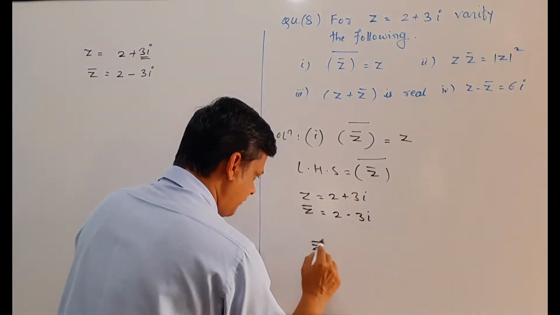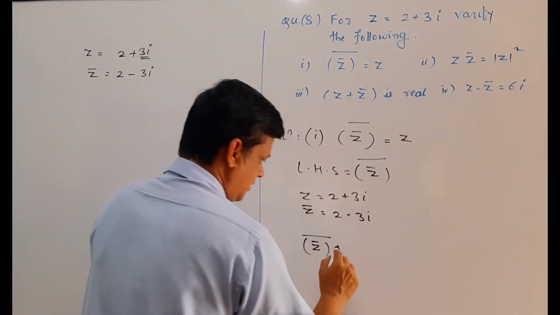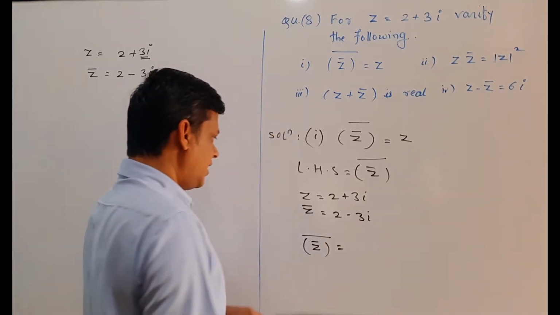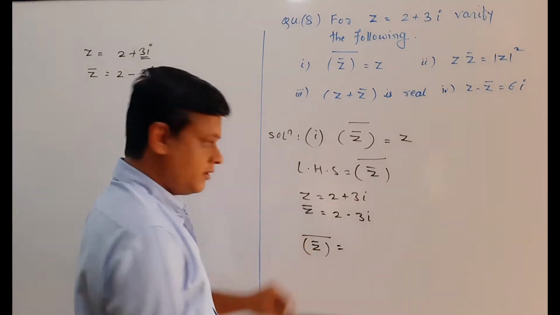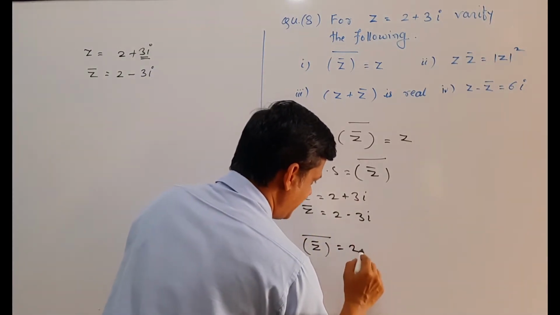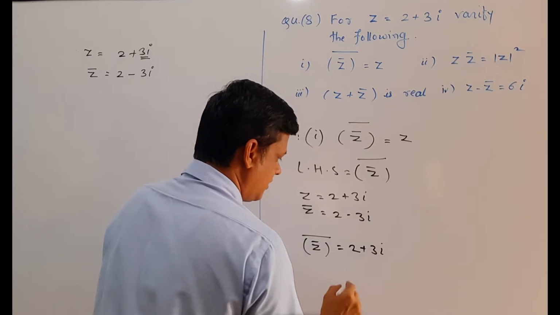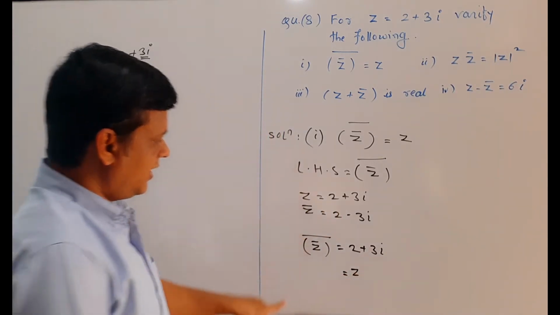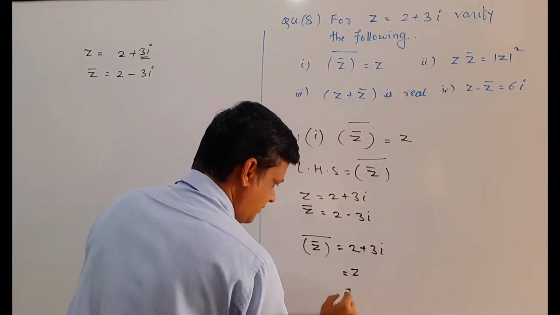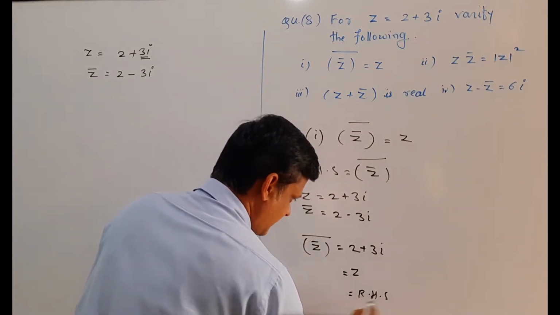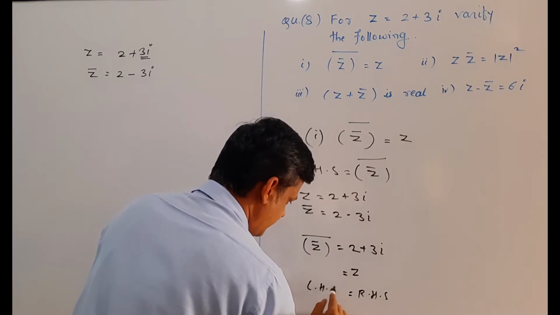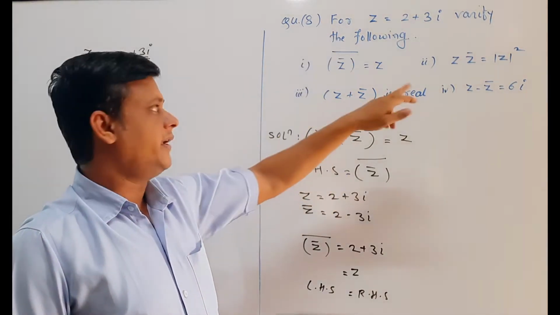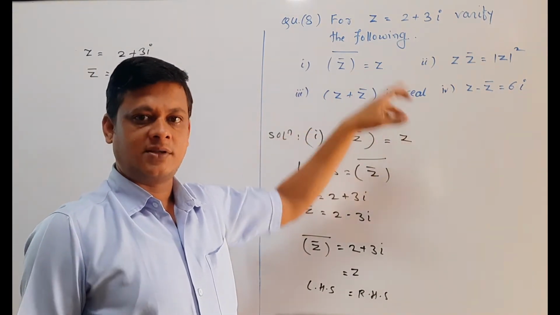So the conjugate of z bar: now we have to change again the sign of this 2 minus 3i. So here instead of z, the value is z bar. So we write the conjugate of 2 minus 3i as 2 plus 3i, which is the value of z. So from this we say LHS equals RHS. This is the value of LHS. So we conclude the conjugate of a conjugate is the given complex number.